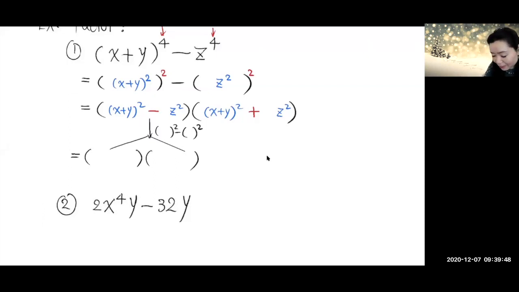The first one will be, well, you take the base. Again, you take the base over here, take the base over here, right? The base here is x plus y. The base here is z. So x plus y, and this is z. Then the first one here will have subtraction between them. The second one will have addition between them.